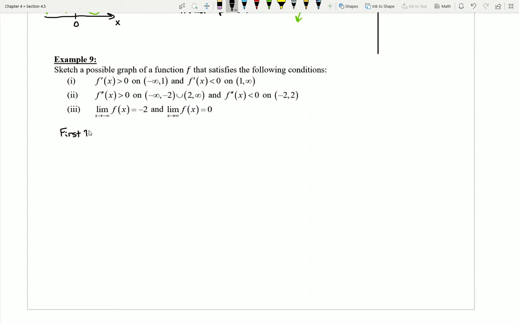I'm going to separate out information based on what I'm given related to the first derivative, and then I'll separate information out for what I know about the second derivative, and then I'll try to sketch a picture over on the side. Let's see what we got.